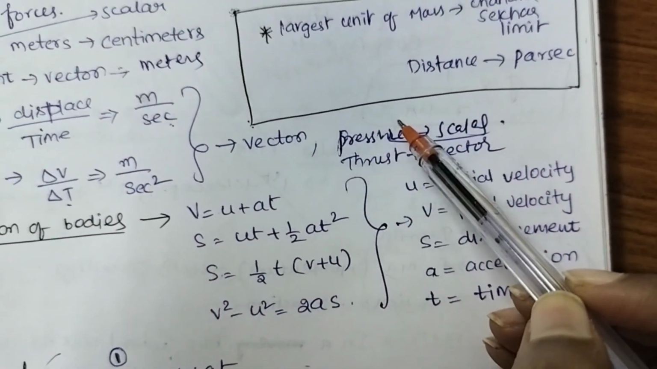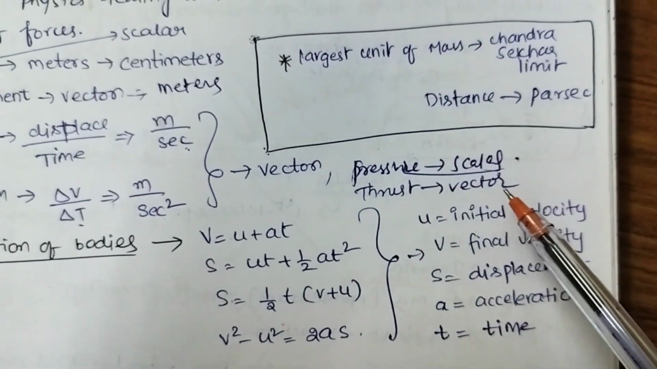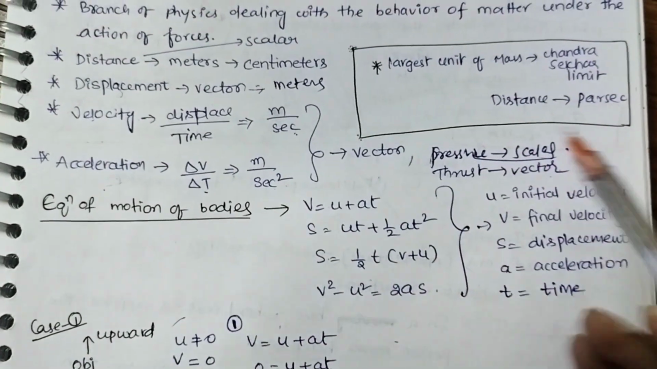Pressure is load by area. It is a scalar quantity. Thrust is a vector quantity. These are important to remember.